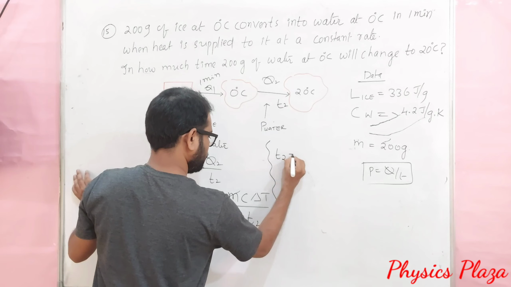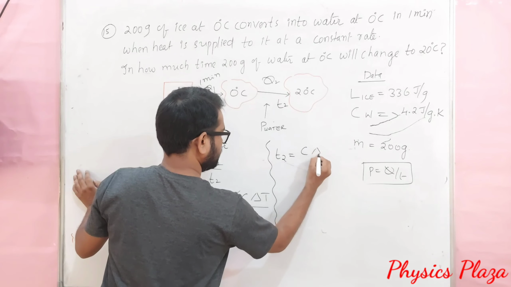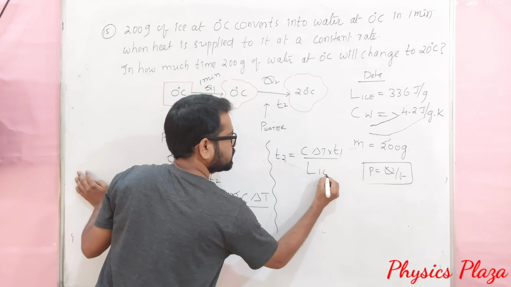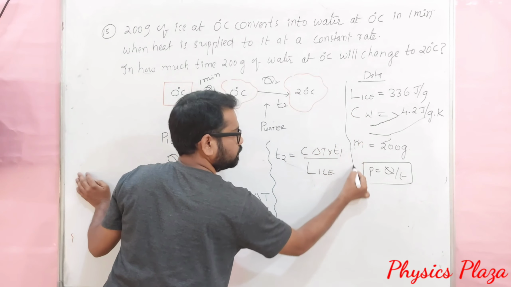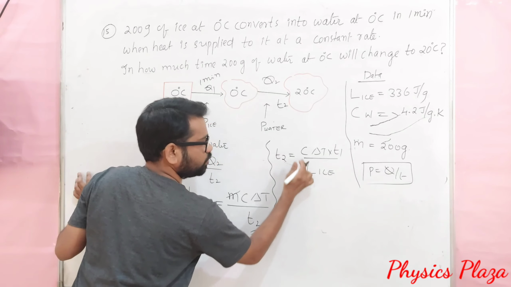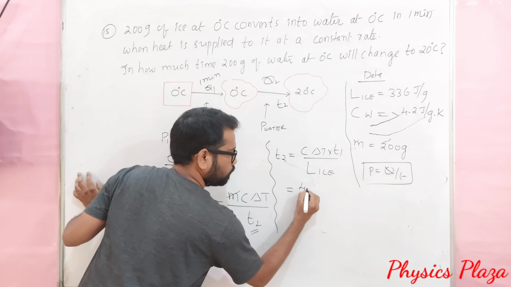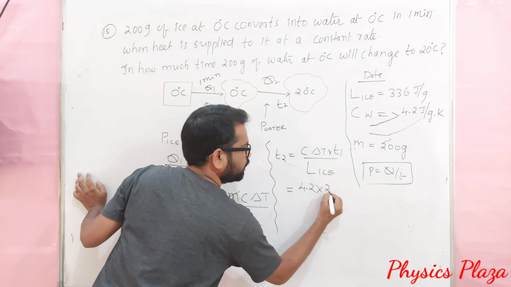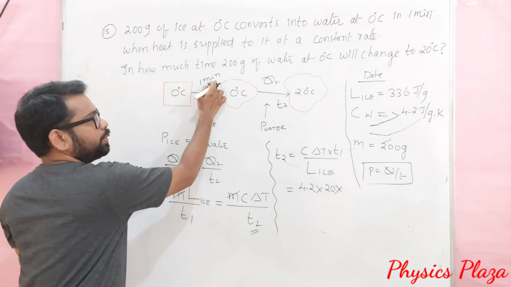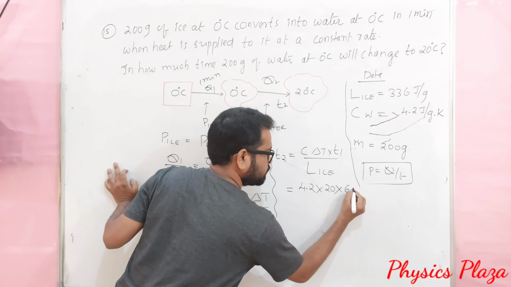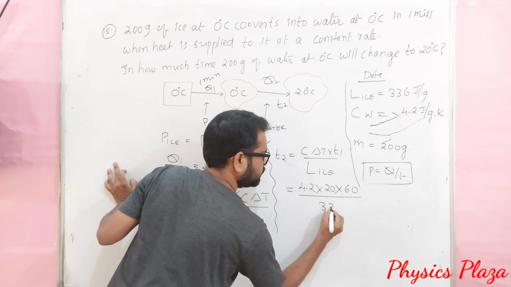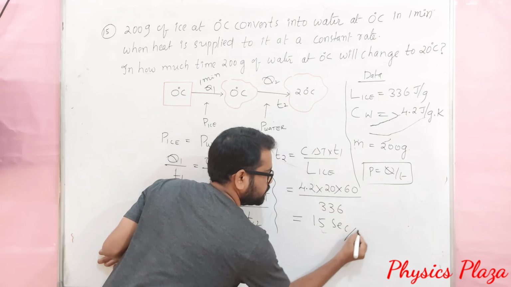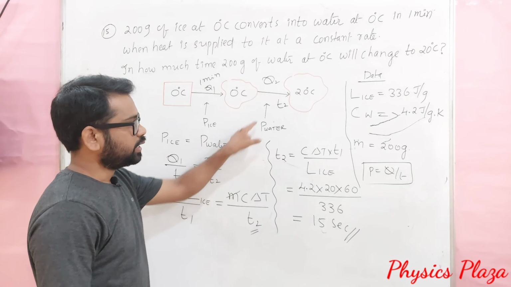So, here T2 is equal to C delta T into T1 by L of ice. So, substitute here. C, the specific heat capacity of water, is given as 4.2, into delta T, which is 20 minus 0, that is 20 only. T1 is given as 1 minute, so converting into seconds, that is 60 seconds, by 336. Children, this we get as 15 seconds, the time. So this is how we can calculate the time in the second case.